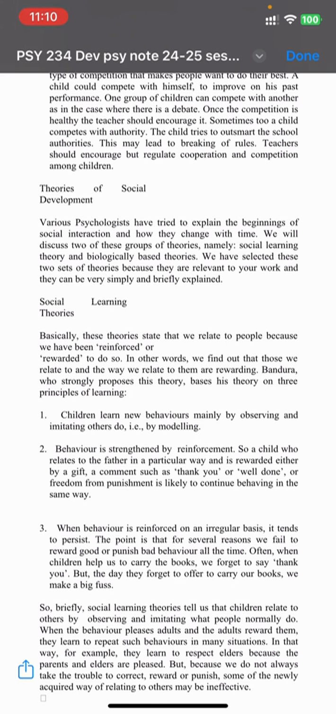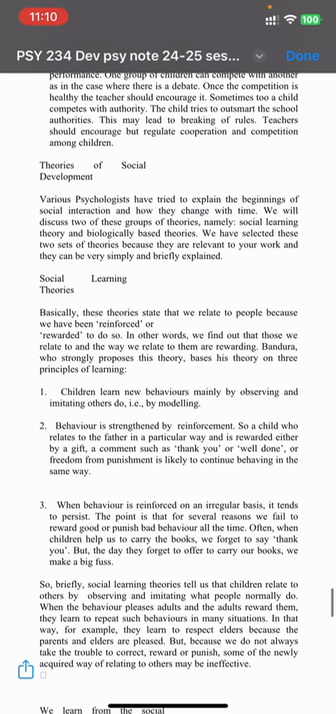So a child who relates to a father in a particular way and is rewarded either by gifts, a comment such as thank you or well done, or freedom from punishment is likely to continue. So, for example, the dad or mom is coming back from work, and the child runs up to the dad and says, "Oh, welcome," carries the bag and asks about the day. And the dad says, "Oh, thank you very much, my son. Good boy." The child is likely to do that again. So you have strengthened that behavior.